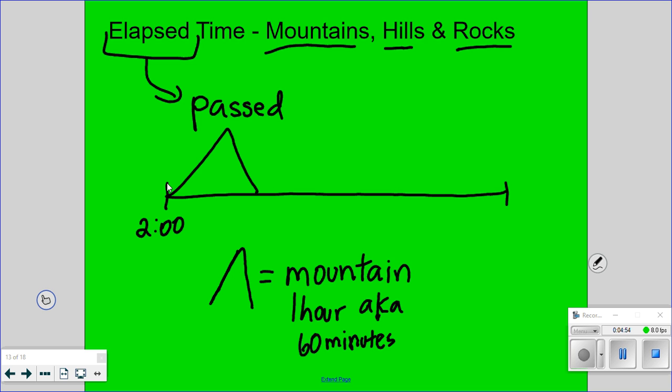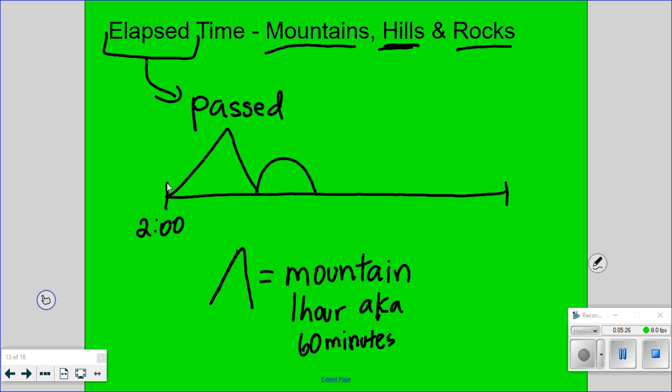An hour is a big jump of time, but sometimes activities don't take an hour. They might only take a couple of minutes. It doesn't make sense for me to use a mountain if I'm only talking about the time it takes me to do my homework, because it shouldn't take an hour. So that's where I move on to my next unit of time, which I call a hill. We're used to hills. These look like our normal jumps. They look like this.